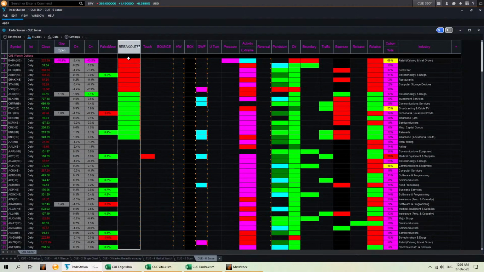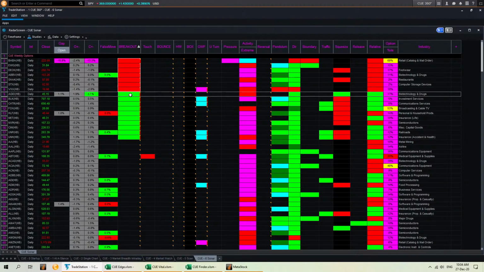And breakout. Breakout is also a possible trade setup. It doesn't have any checklist, but it is a possible trade setup. I tend to take breakouts if they are low risk and if the breakout is associated with heavy activity or pressure. Again, bearish breakouts are in red color, bullish breakouts in green color.